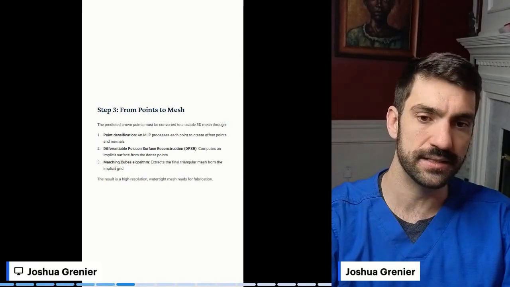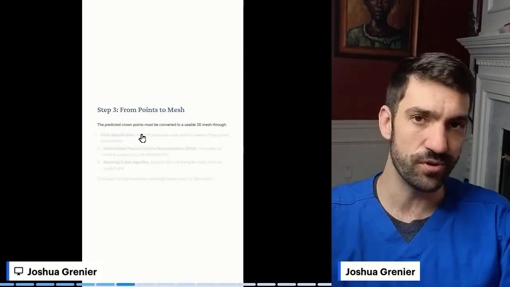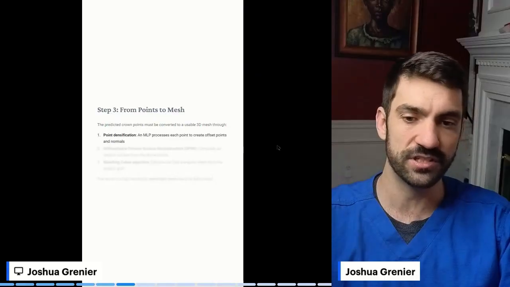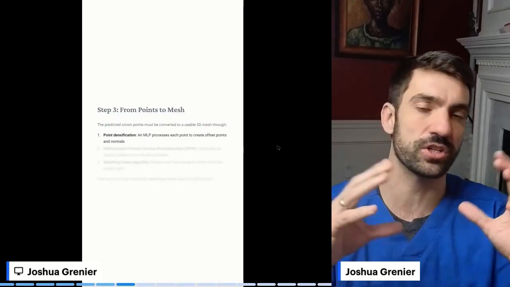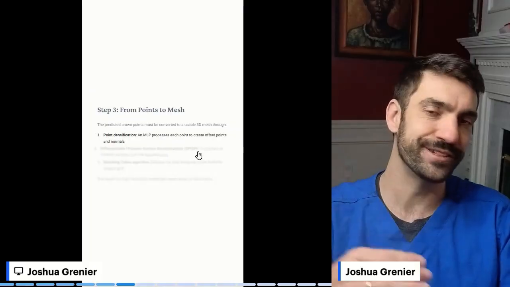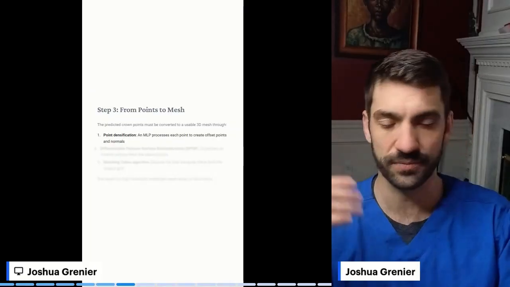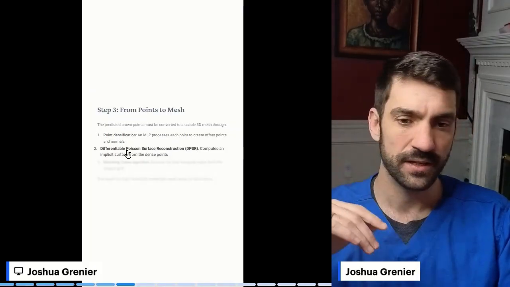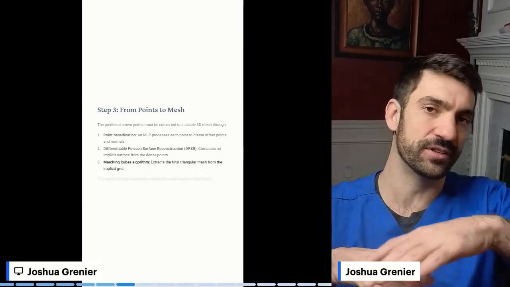And the idea is, once you have these points, it's a simple matter, at least conceptually, to start to turn these points back into a mesh. And that's done with a few algorithms. Fundamentally, it's very similar to how something like 3Shape would do a scanner. It runs some calculations to figure out the best shape fit.